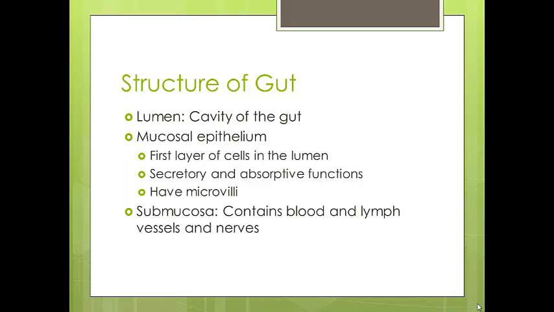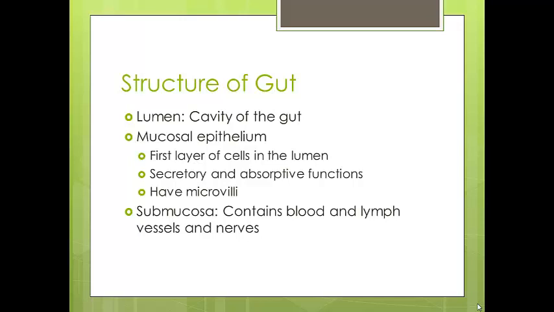Mary, what's the mucosal epithelium? It's the first layer of cells in the lumen, and it has microvilli and absorptive functions. Why are the microvilli so important again? Because surface area. Good.